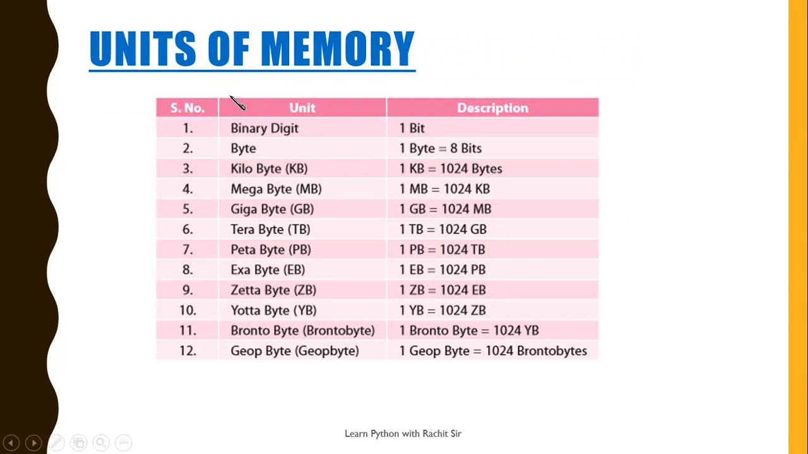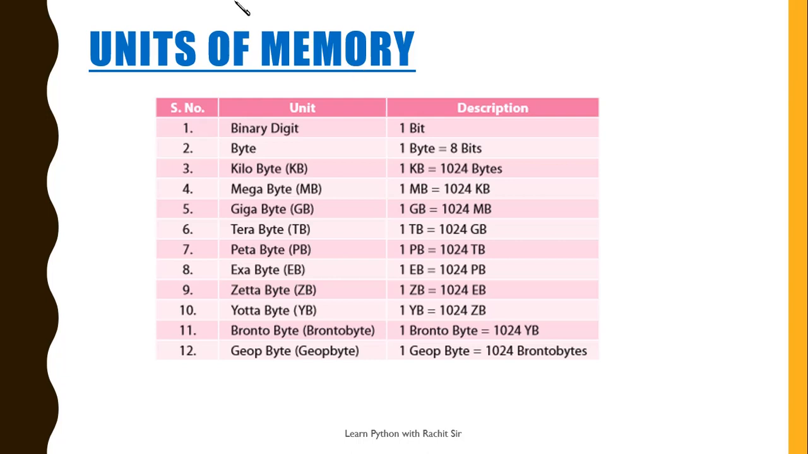Next topic is units of memory. The elementary unit of memory is a bit. A bit stands for binary digit, that is either 0 or 1, which is an elementary unit of computer memory. Combinations of these bits together are used to store the data and instructions. 8 bits together form 1 byte and a group of 4 bits is called a nibble.